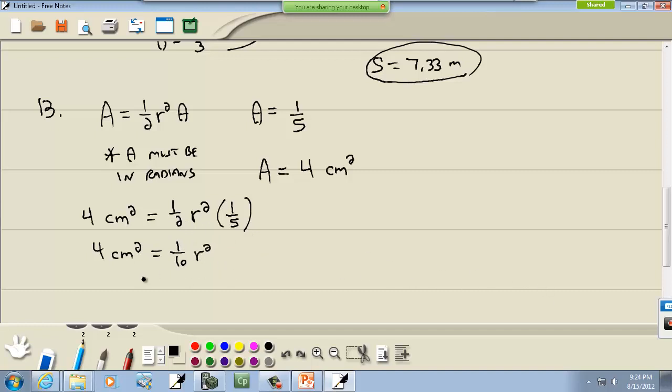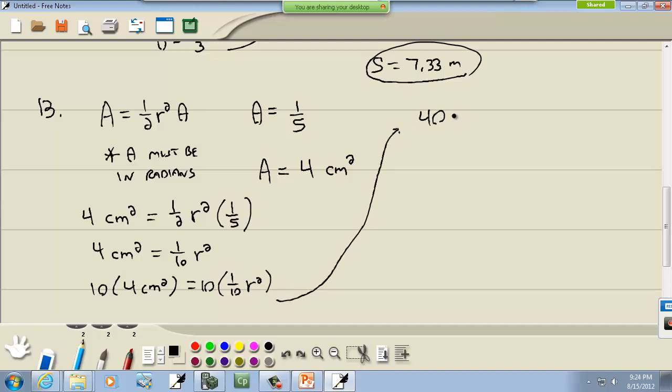Try and get the r by itself, so we'll multiply both sides by 10. And we get 40 centimeters squared equals, those 10's cancel, and we got r squared. Now we're solving for r, and r can never be negative. Normally this would be the square root property. We'd drop our squared off of our r and we'd put a plus or minus square root on the other side. But we don't need to put the plus or minus because we know it can't be negative. So we're just going to do the square root of 40 centimeters squared.